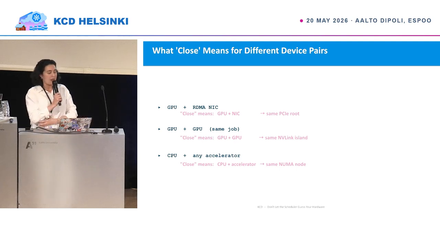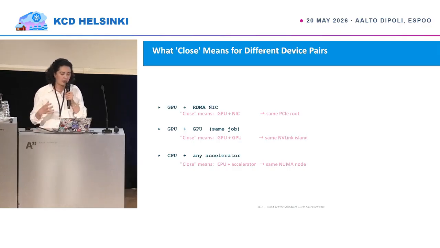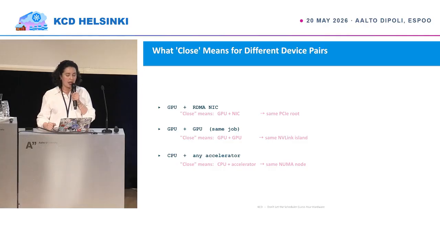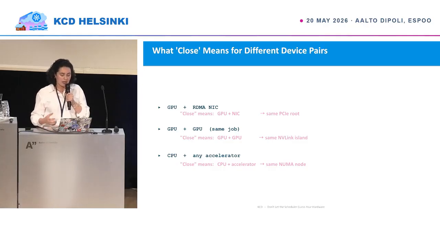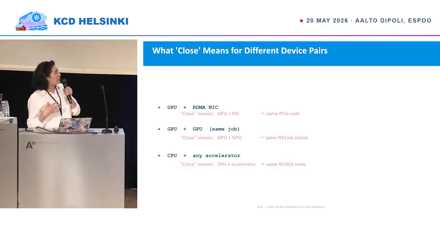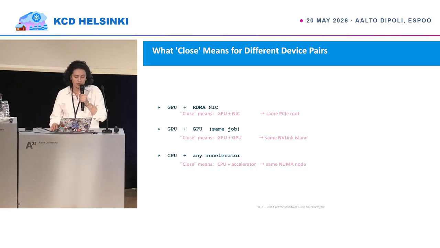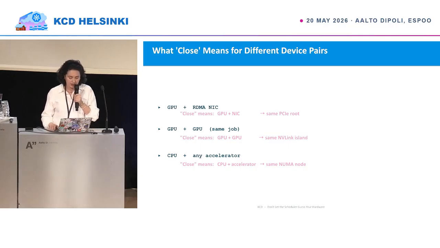So, what close means for different device pairs. For example, for GPU plus NIC, close means that they are collocated under the same PCIe root. This enables the fast path between them, and devices can access each other directly. If we place them apart, the fast path will fall back to the slow path, and the throughput will degrade. The bandwidth will degrade.